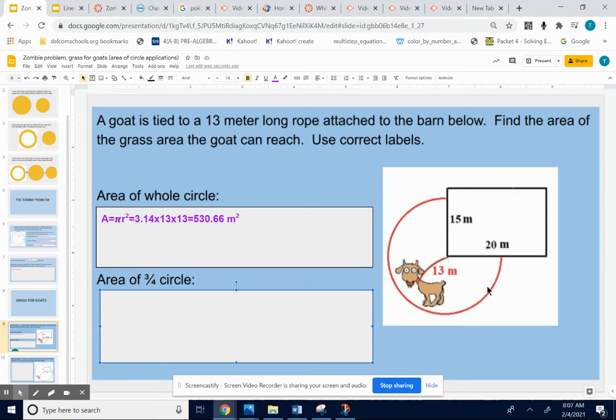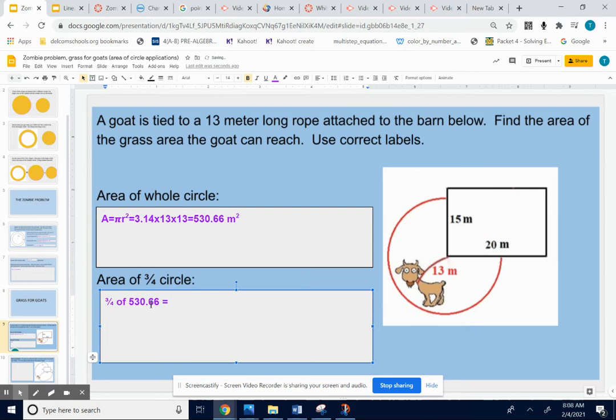But can you tell that goat can't be inside the full circle? Can you tell that it's just 3/4 of a circle that we're really looking at here? And I'll be honest, this is not the only way to figure out the second part. I'm just showing you what I think most of you would do, which is to think of the part of the circle that the goat can reach as 3/4 of the circle. So I want to find 3/4 of the area, 3/4 of the 530.66.